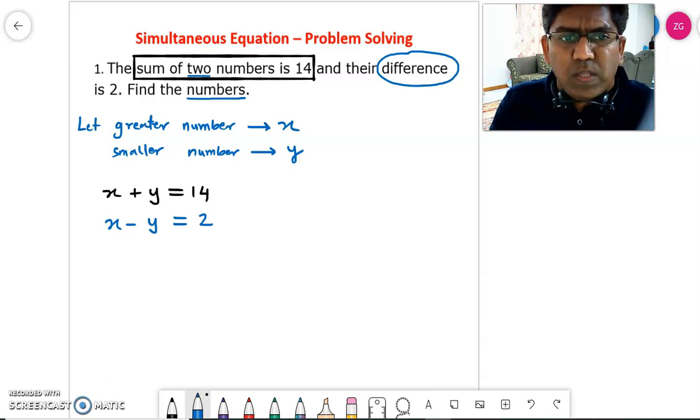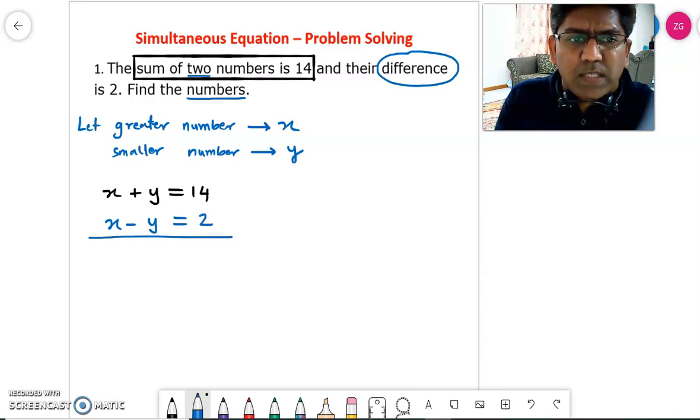Now we need to solve them and find the value of x and y. We have a choice here. Either you can go for substitution method or for elimination method. But if you look at this question, since we have opposites, it's easy by elimination method. So I'll add both the equations. x and x will add up to 2x, plus y and minus y will cancel. On the right side I have 14 plus 2, 16.